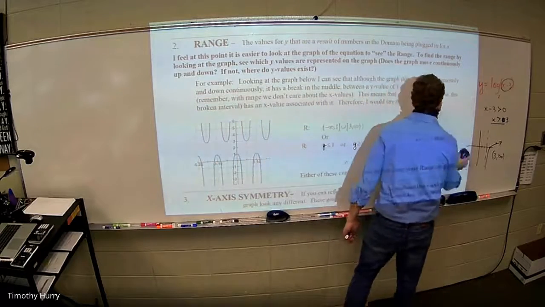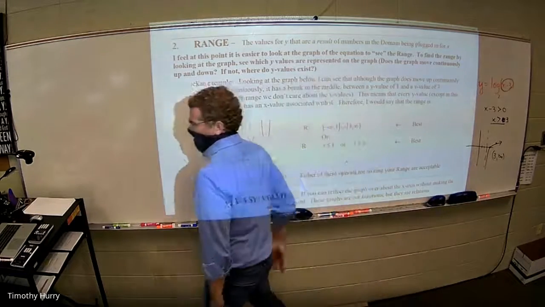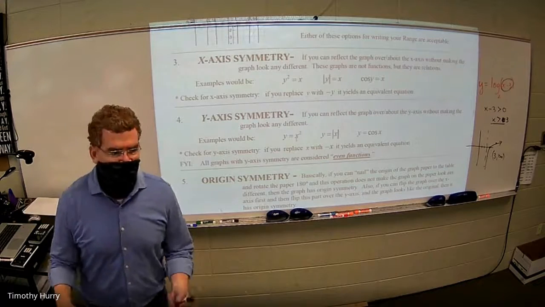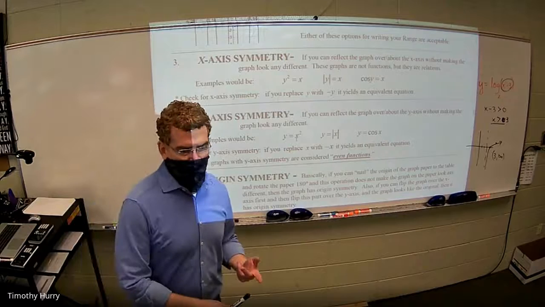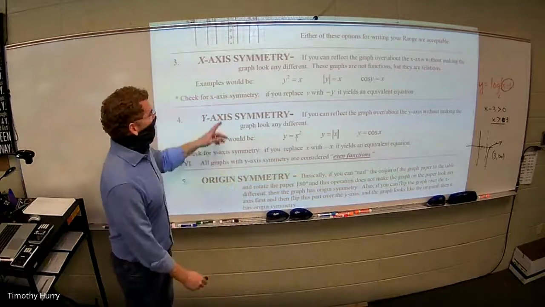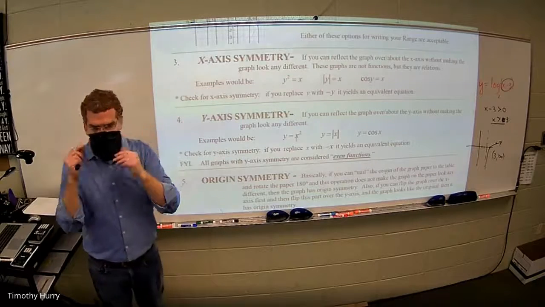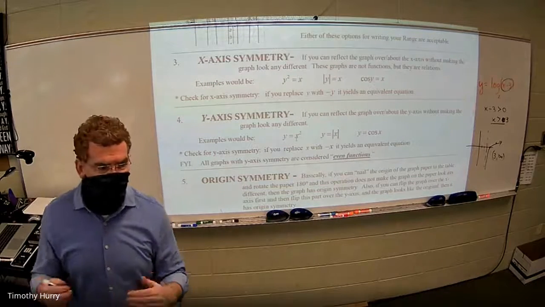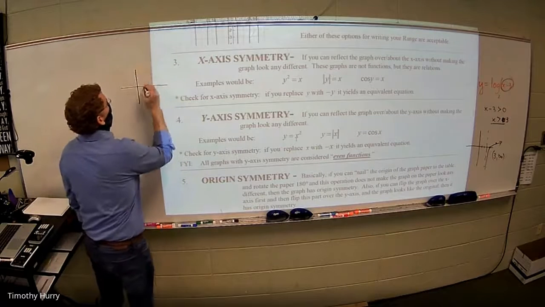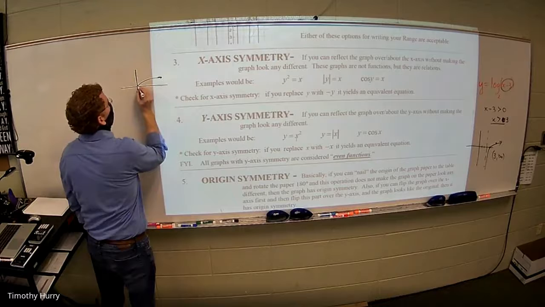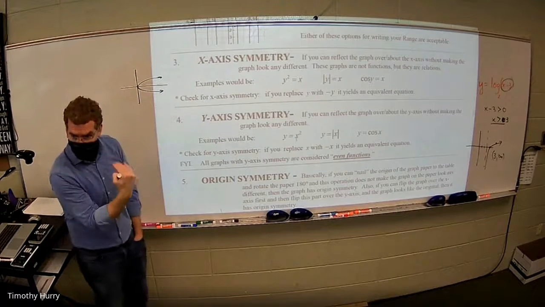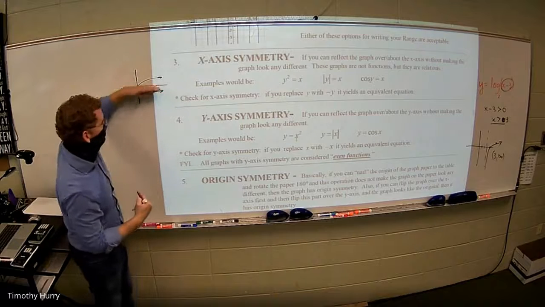Next thing, symmetry. There are lots of symmetries out there. There's x-axis symmetry, y-axis symmetry, and origin symmetry. We're not going to talk a lot about x-axis symmetry, at least in this section, because if something is symmetric about the x-axis, and I'll just sketch this, here's something that might be symmetric about the x-axis. You can see that symmetry: if the x-axis was a mirror, you can see a mirror image of that.